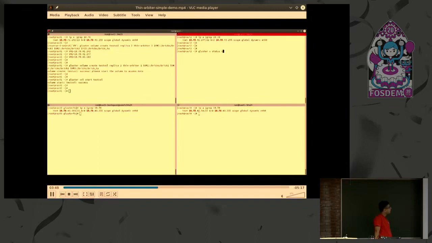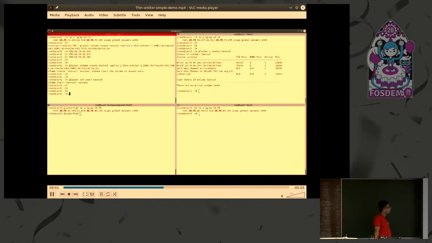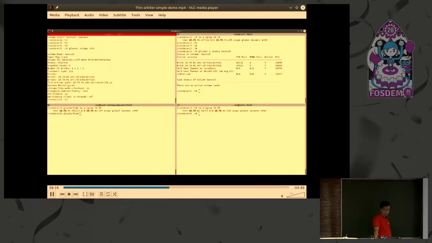Okay, now let's see on the second node whether the bricks are up and running. It is. So now we are good to actually mount the volume and start doing I/O on it. We'll go to node 4 now.